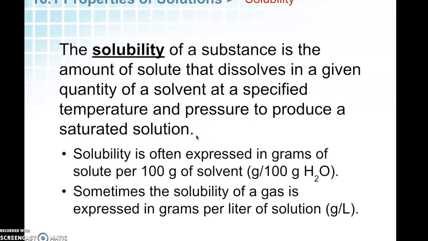So solubility tells us how much dissolves in a given amount of solvent at a certain temperature and pressure. Usually solubility is expressed in grams of solute per 100 grams of solvent, so grams of sugar per 100 grams of water, or whatever, right? For gases, it's grams per liter, and we'll talk about that with Henry's law. But this is what we're talking about. If we have a solid and a liquid, it's grams of the solid per 100 grams of the liquid, in this case, water.